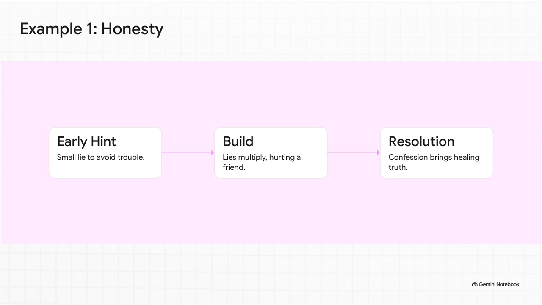But then, in the build column, the middle of the story, those lies start to multiply. The character has to spin more lies just to cover up the first one, and it ends up deeply hurting their absolute best friend. Finally, in the resolution, the character comes clean. The confession definitely brings some painful consequences, but ultimately it brings out a healing truth and actually repairs the friendship.